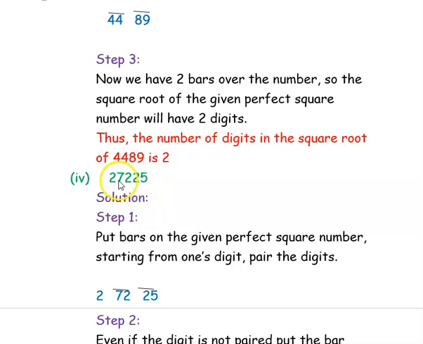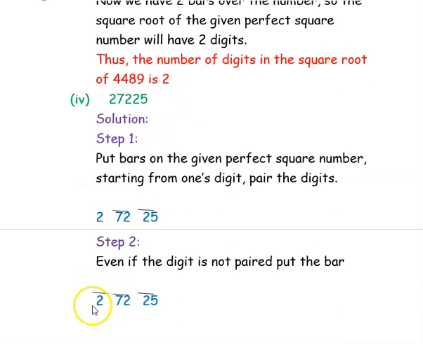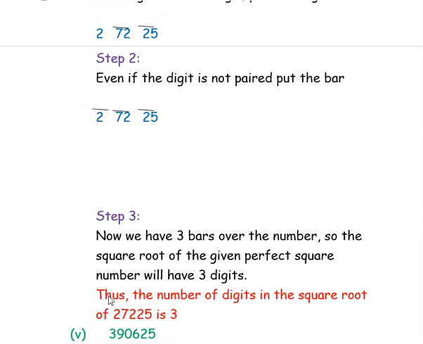The next number is 27,225. So I am pairing from the ones place. So 5, 2 I have paired and I have placed a bar. The next pair 2, 7 paired and I have placed a bar. And the next digit 2 is left. Okay, so even though it doesn't have a pair, we have to put a bar here. So now 1, 2, 3 bars are there. So the square root of 27,225 will have 3 digits.